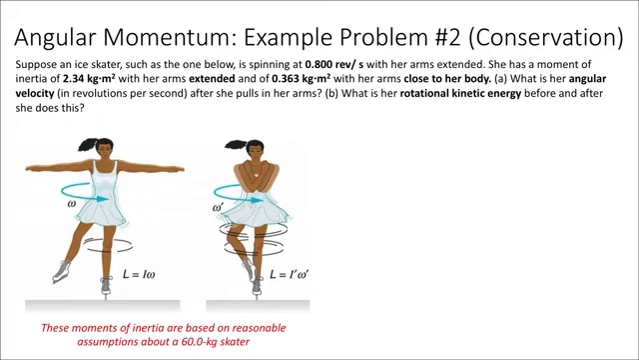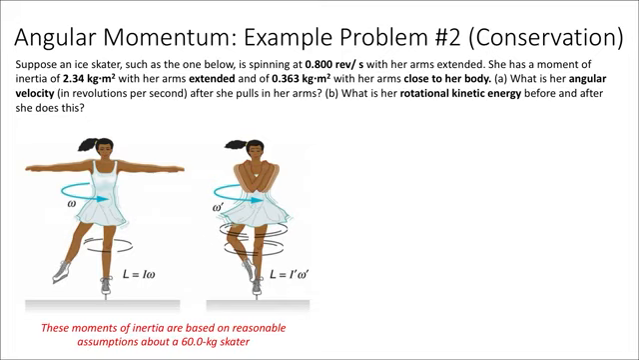arms extended. And as they have their arms extended, their moment of inertia is 2.34 kilograms times square meter. When they bring their arms closer into their body, though, their moment of inertia drops to 0.363 kilograms square meters. And that should make sense, right?